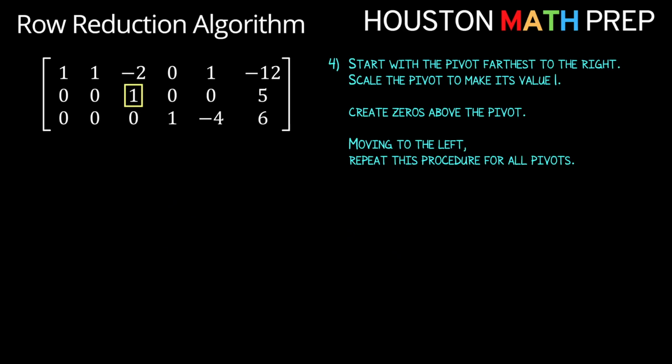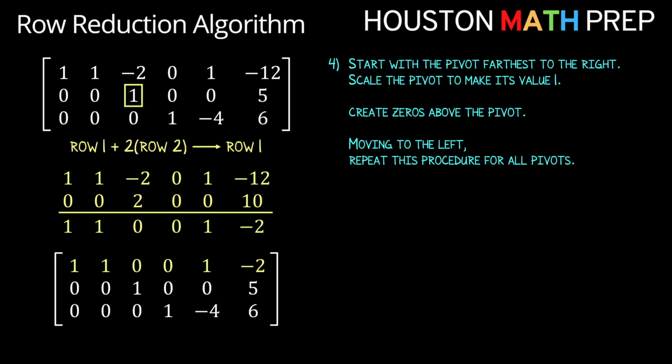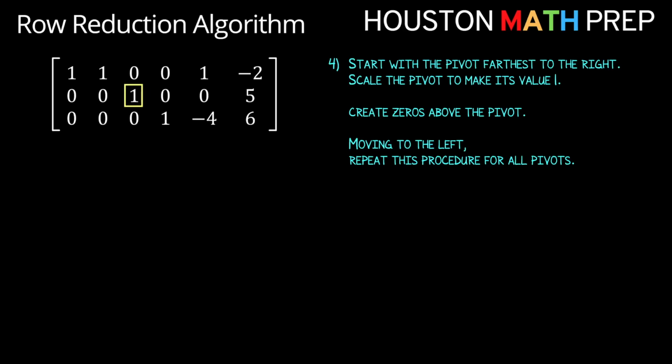Fortune has smiled upon us a little bit this day. Since the pivot is already a 1, we don't have to worry about scaling the row it's in, and we can just get straight to creating a 0 entry above that pivot. To make that -2 into a 0 using the pivot below, we'll need to add 2 copies of our pivot row to row 1. So 2 times row 2 is 0, 0, 2, 0, 0, 10. And adding those together gives us 1, 1, 0, 0, 1, negative 2 for our new top row in our matrix.